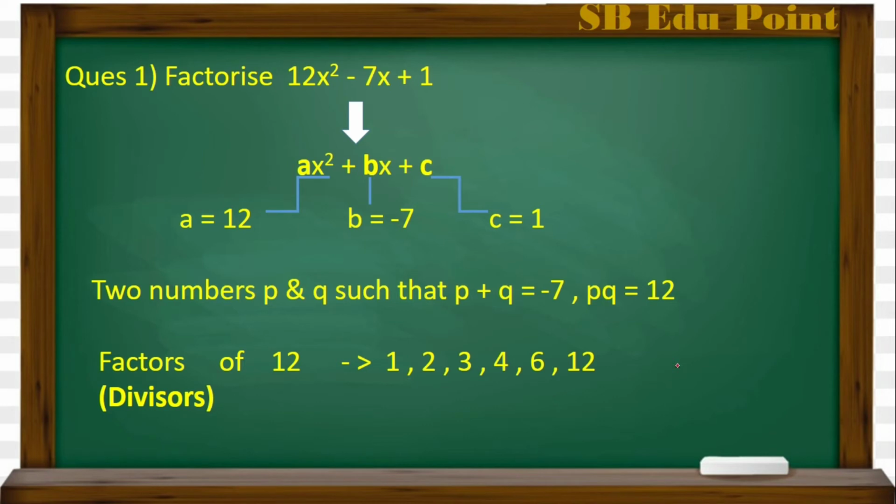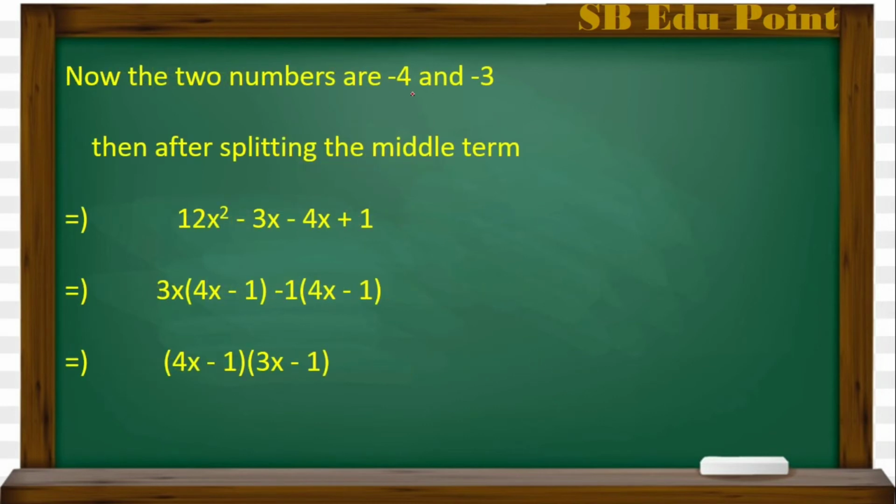So now we have the two numbers with us, that is minus 4 and minus 3. The last step is to write the equation again and split the middle term. So the final equation will be 12x squared minus 3x minus 4x plus 1.